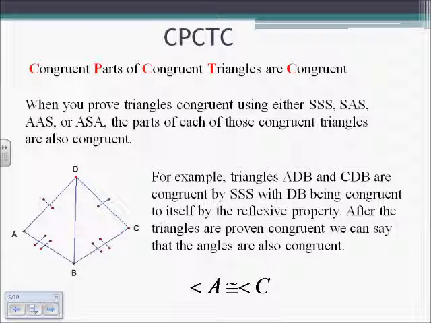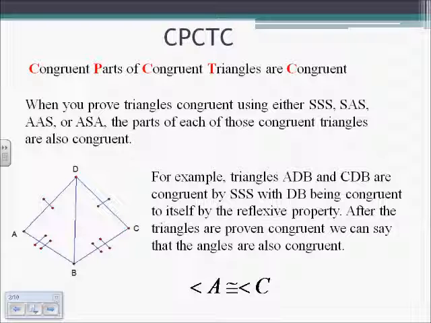Given this example, triangles ADB and CDB are congruent by side, with DB being congruent to itself by the reflexive property. So we know that the triangles are congruent by side. After the triangles are proven congruent, we then can say that the angles are also congruent. So if we know the triangles are congruent, we can make the statement that angle A and angle C are congruent. And the reason for that, and we'll use it in our proofs, is CPCTC.